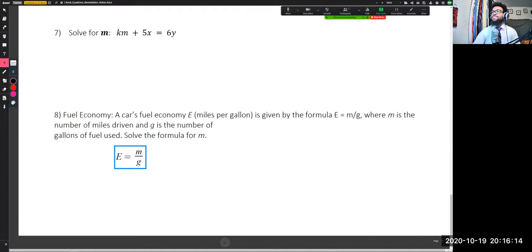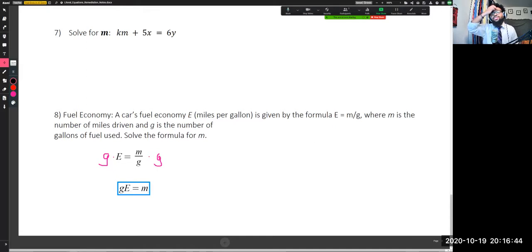And we are solving this thing for M. What's going on between this M and this G? Those two things are being divided. So to do that inverse operation, I'm going to multiply by G on both sides. Times G, and what I have is going to be G times E is equal to M.